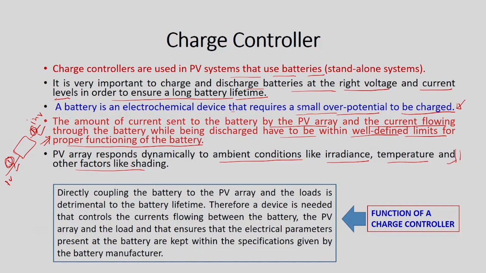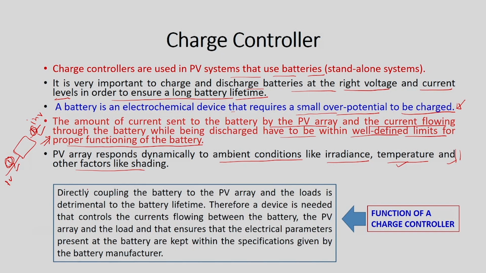So, these are very, very important things, because every time we are not going to get the same solar irradiance. It will vary with time. And also when solar radiation increases, then temperature also increases. So, we need to think about many parameters for proper functioning of a solar PV standalone system.